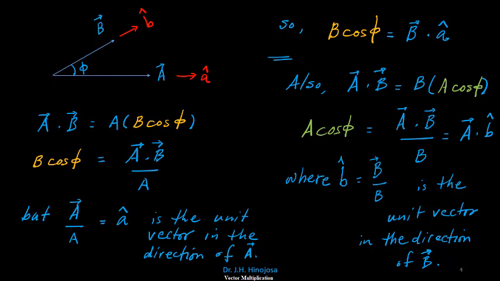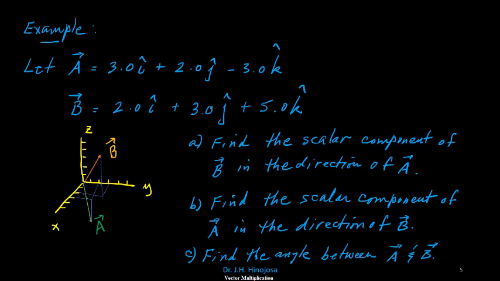We can then write, as an example, if we let A be equal to 3.0i plus 2.0j minus 3.0k, and B, the vector B, is 2.0i plus 3.0j plus 5.0k, we'd like to, A, find the scalar component of B in the direction of A, B, find the scalar component of A in the direction of B, and C, find the angle between A and B.